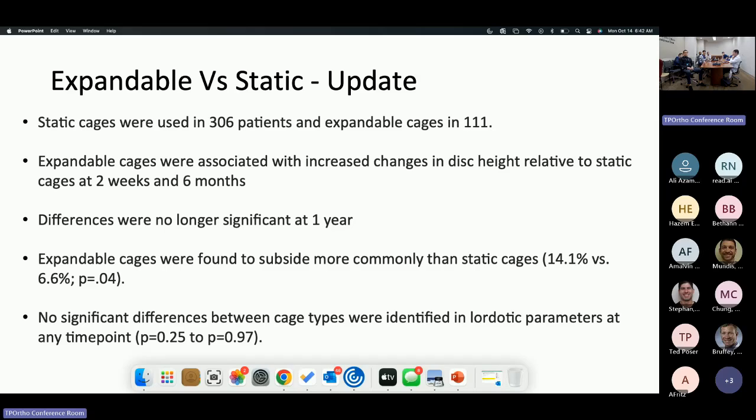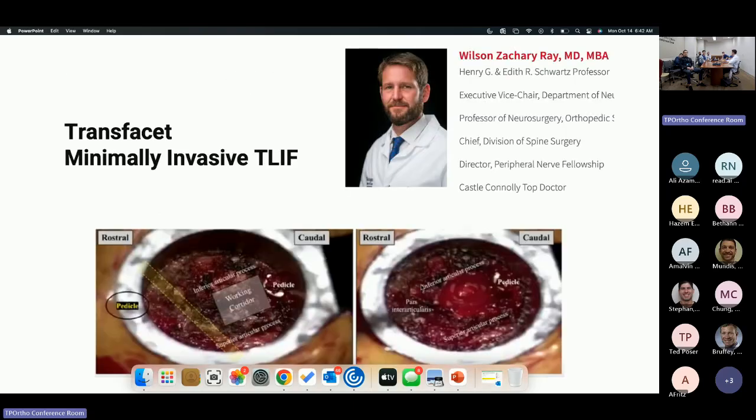So I think it's less about static versus expandable. It's more about the actual procedure, where you get your graft, what you do to the facets, if you compress, etc. And then this is the last thing. So we're running a little bit over here. I just wanted to talk about this guy, who is actually a pretty cool guy. I met him at the SMIS meeting as well.